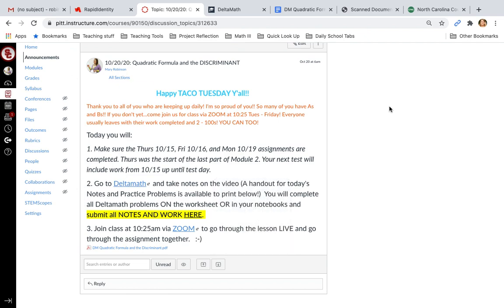Hi, in today's lesson, we are going to be starting to learn a new method of solving where we use what's called the quadratic formula. But today's focus will be strictly on the discriminant, which is a part of the quadratic formula.